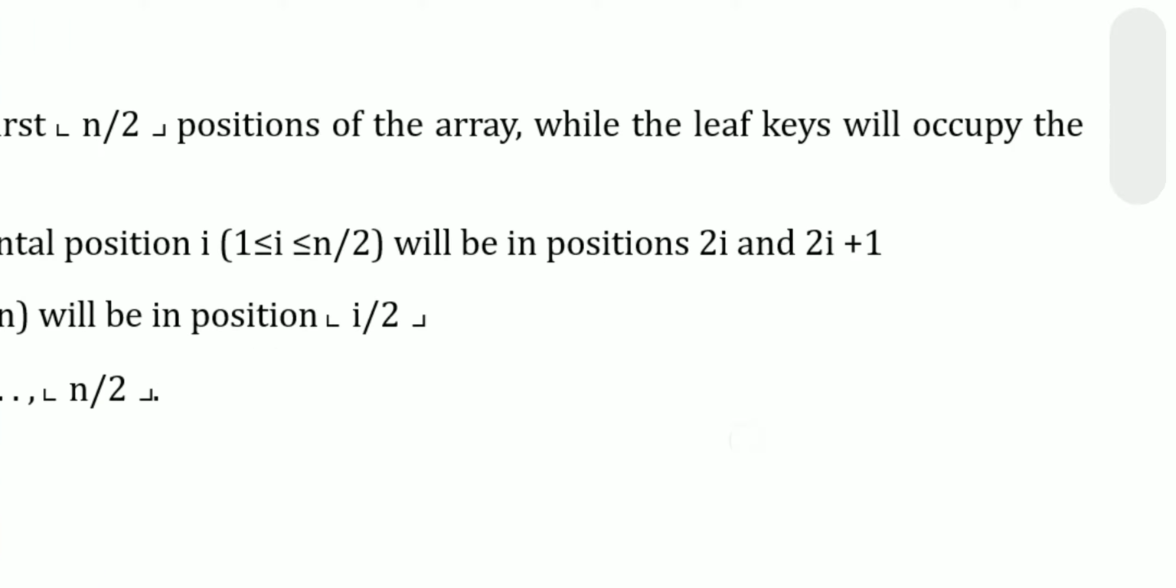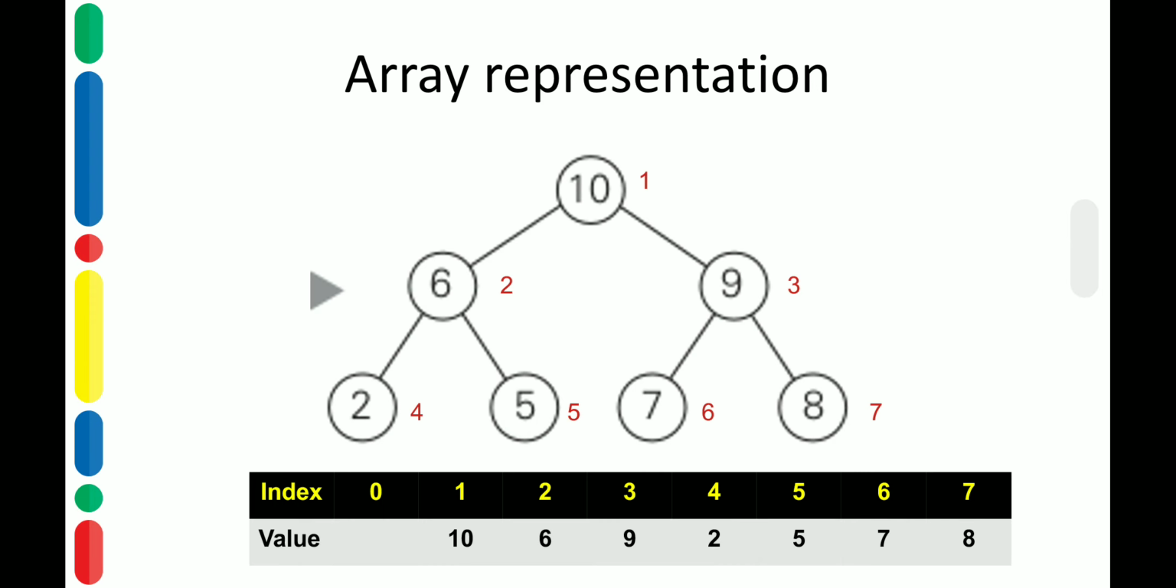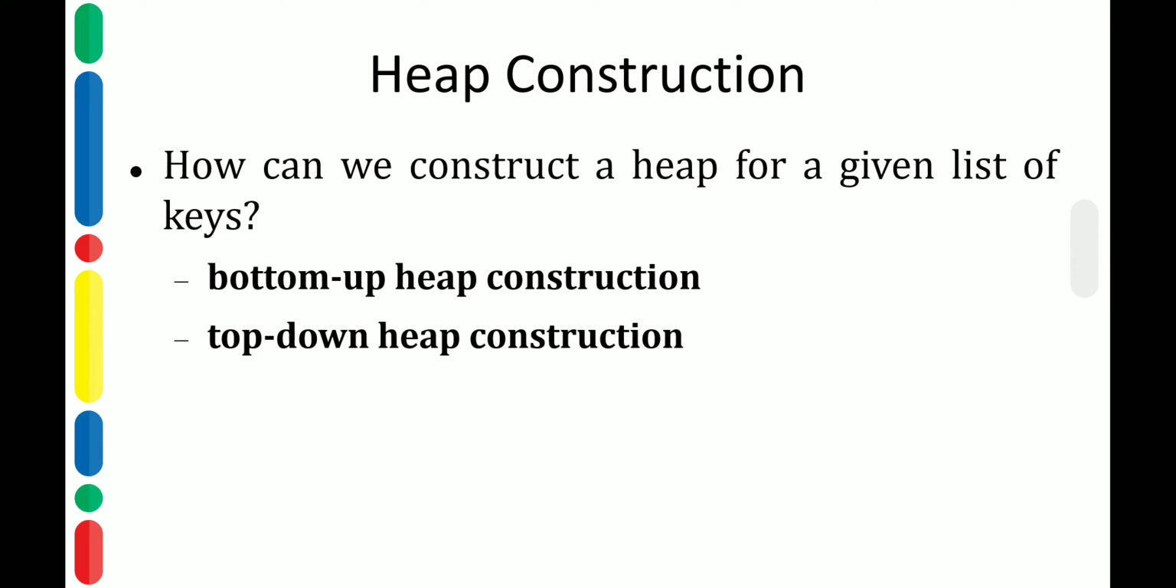Okay, so let's go to the example. So let's consider i as 3, which is the third element in the array representation. 10, 6, 9. 9 is the third element. By our definition, its left child should be found at 2i. So 3 times 2 is 6. Its right child can be found at 2i plus 1. So 2 times 3 is 6, 6 plus 1 is 7. This way 8 is the right child of 9, 7 is the left child of 9. Okay. So this is another property.